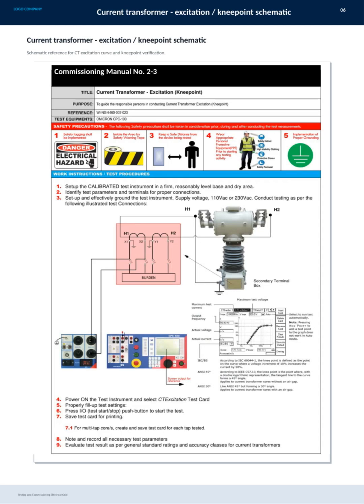Here we have the schematic for the current transformer excitation and its kneepoint, which is essential during testing and commissioning of the electrical grid. This diagram serves as a reference to verify the CT's excitation curve and ensure the kneepoint is accurately identified. Understanding this helps us confirm the CT's performance and reliability in real-world operation. This information is detailed in Commissioning Manual number 2 to 3 for anyone needing further guidance.